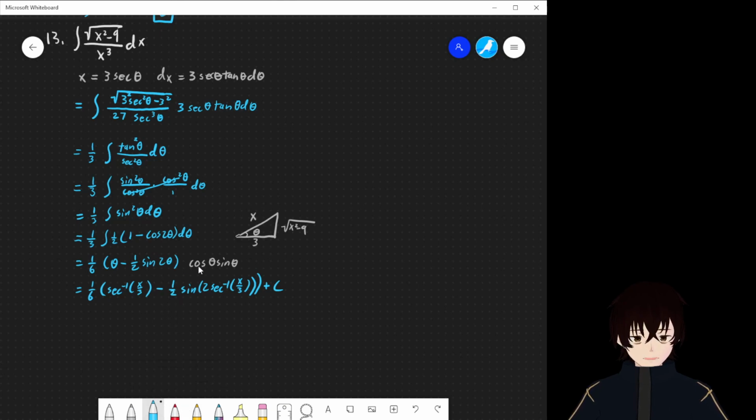So this part would just be cosine of theta, adjacent over hypotenuse, 3 over x, times opposite over hypotenuse, square root of x squared minus 9 over x. That gives me this, which is still a little bit away.